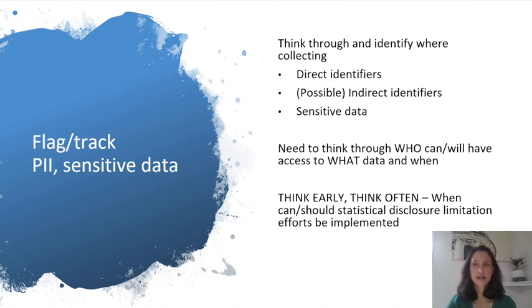so that as you think through your data flow and data handlers, who needs access to what data when, maybe it's a little easier for data management to already have direct identifiers flagged, sensitive data flagged, so that as the data makes its way to data handlers that don't need access to the direct identifiers, they're easily removable, right? And so thinking through and identifying where the direct identifiers and sensitive data are in your data files, and possible indirect identifiers, although these are a lot harder to predict until you actually see the data. And using those flags to think through who can and should have access to what data and when.